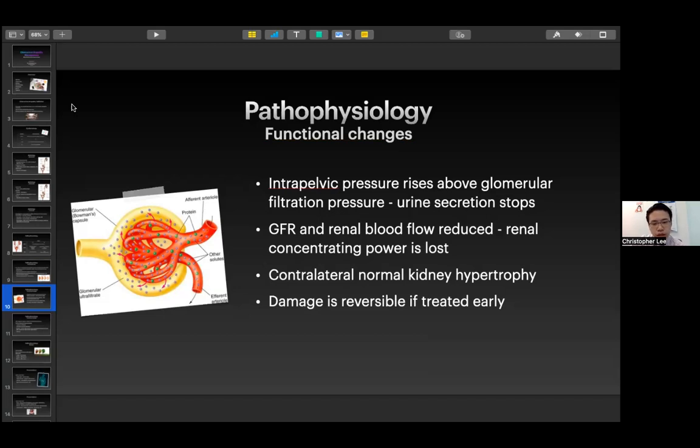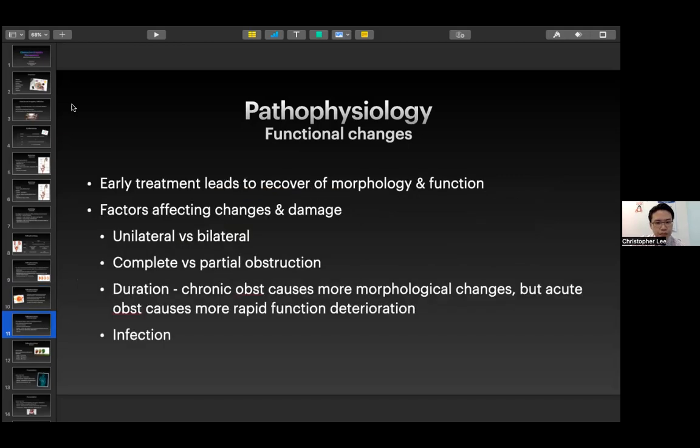If there's only unilateral obstruction, the contralateral normal kidney will undergo hypertrophy to compensate. And damage is still reversible if this is treated early. So early treatment leads to recovery of the morphology and function of the kidney. And there are several factors that will affect the changes and the degree of damage that occurs.